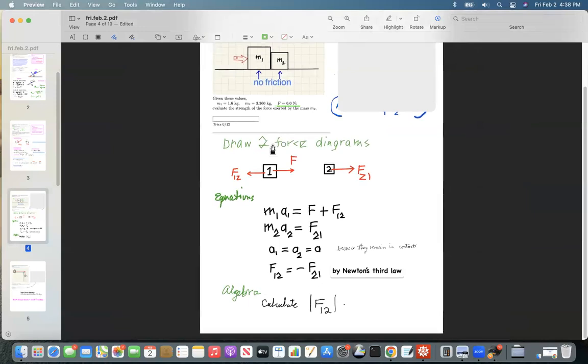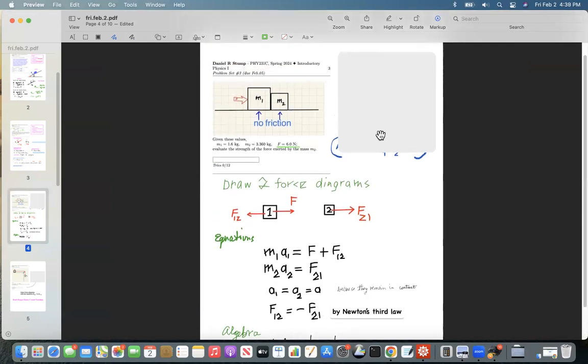So that's the first step, draw a picture. That's the second step, write down the equations. Now, the third step is to figure out an expression for F12. So I have to do that up here. I say M1A is F minus F21. I'm going to call A1 and A2 both A. F12 is minus F21. So I have M1A is F minus F21. And this equation, M2A is F21.